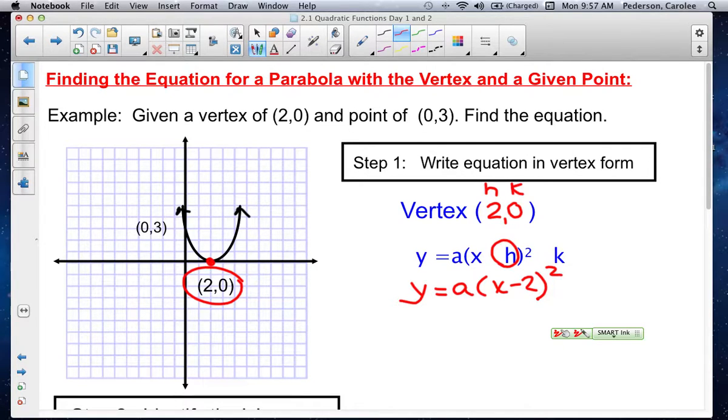And then what's my k? Where am I moving up or down from the parent function? Am I moving up or down at all? Is there any transformation going on? That's just a plus 0.